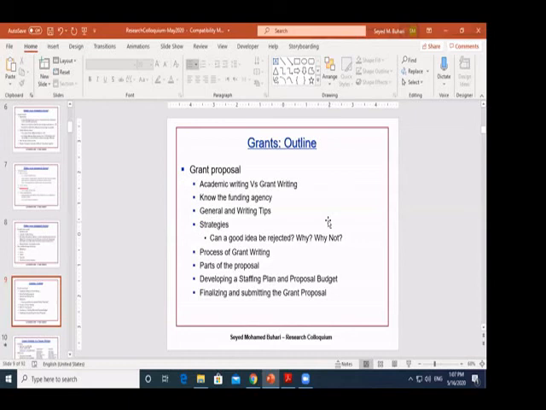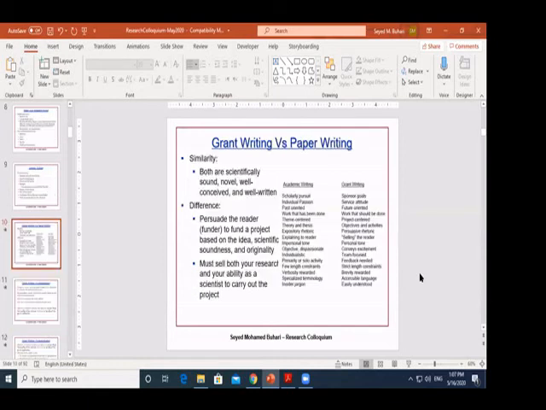What is the difference between grants and our normal research paper writing? Is there a difference? Are they the same? And how could I target applying for some grants? There are many sources of grants, by the way. There are plenty. I will give you a list of funding sources at the end of today's session or in the next session. Let's move on.